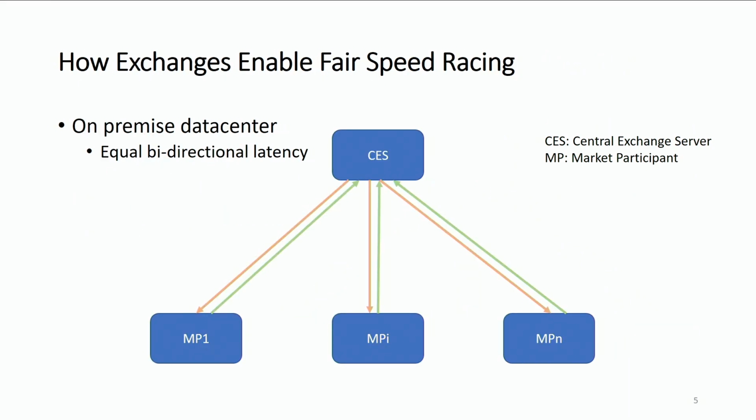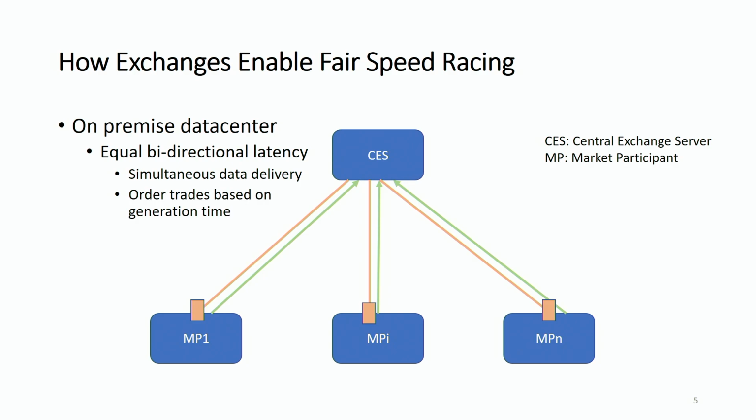To enable fairness, exchanges today have over-engineered their on-premise networks to provide equal bidirectional latency. This way, the market data is delivered simultaneously to all the participants, and the trades are processed by the exchange server in the order that they are generated. These two properties together ensure fair competition.